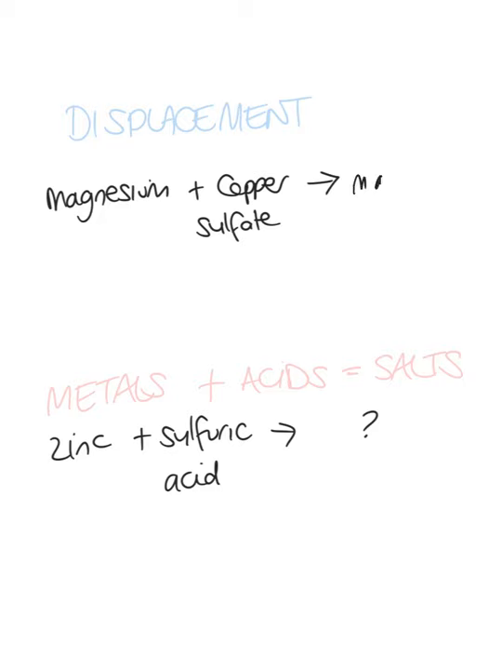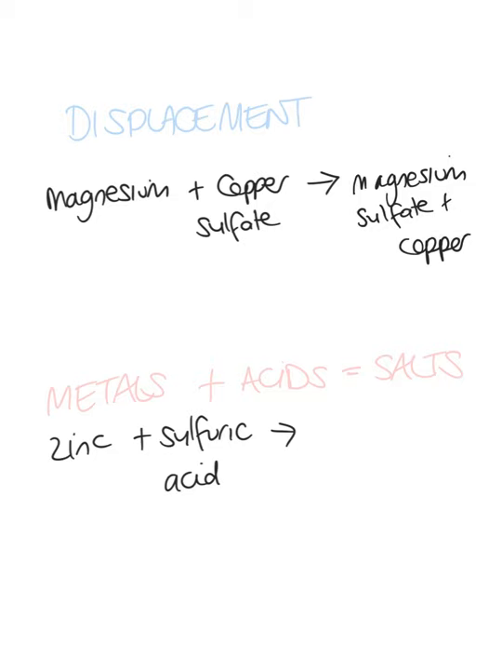So we'd end up with magnesium sulfate plus copper. Okay, the magnesium would displace the copper from the sulfate, and copper would end up on its own. So that's a displacement reaction. That is a word equation, that can then be turned into a balanced symbol equation and then an ionic equation. Another example of where you will see ionic equations is salt reactions.